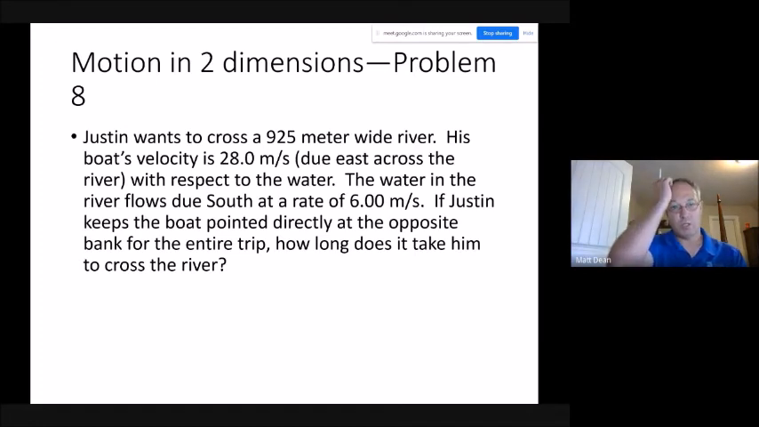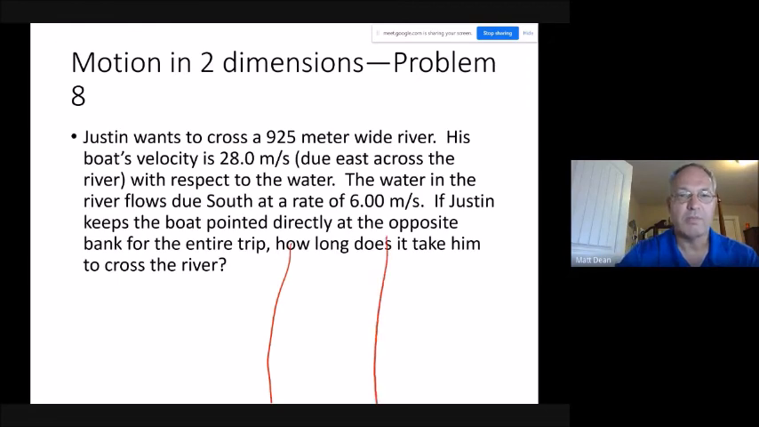So Justin wants to cross a 925 meter wide river. His boat's velocity is 28 meters per second due east across the river with respect to the water. The water in the river flows due south at a rate of 6 meters per second. If Justin keeps the boat pointed directly at the opposite bank for the entire trip, how long does it take him to cross the river?